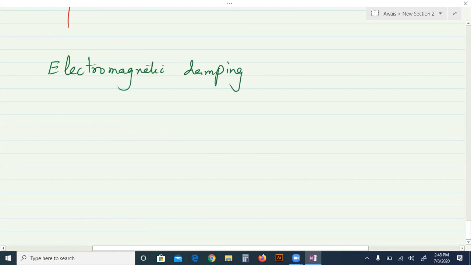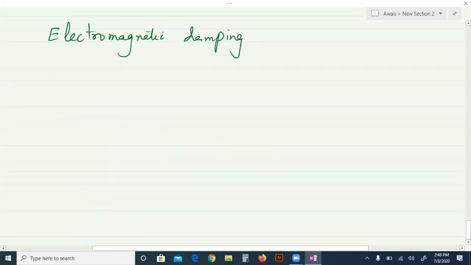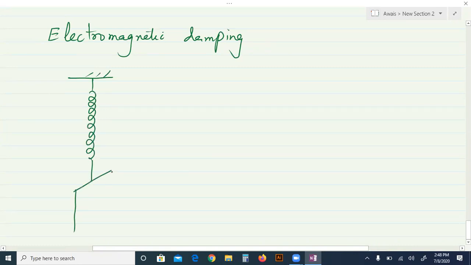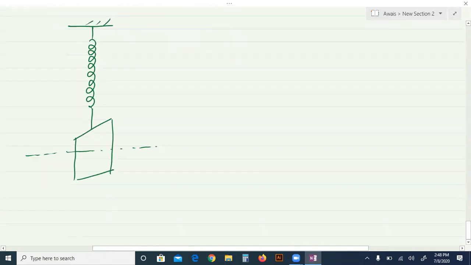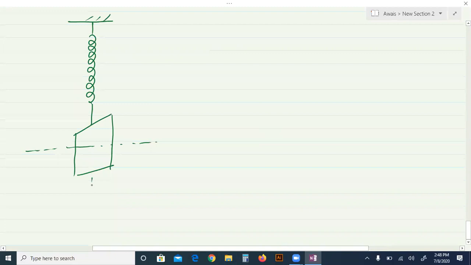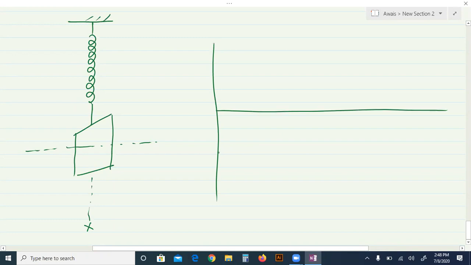This is also the increased light damping. For example, here is a helical spring, a good quality spring. A copper plate is connected with it, and suppose this line is considered the reference line, the equilibrium line. When this object is pulled down, suppose to this position, the displacement from the mean position is this.